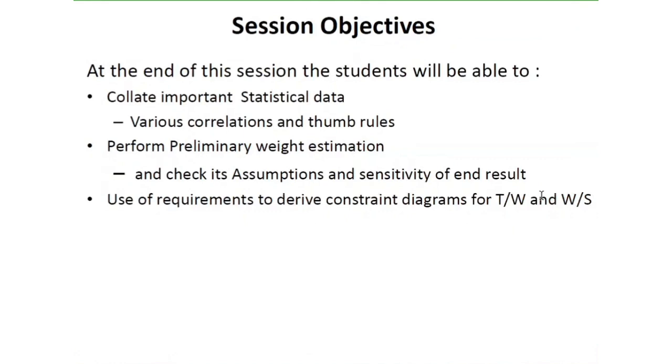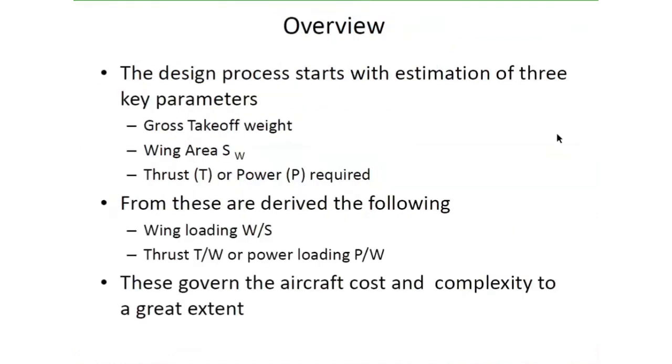So the design process itself starts with the estimation of three key parameters. One is the gross takeoff weight, followed by wing area, S_W, and the thrust or the power required. Once you have these three, everything else will follow one by one through a systematic design process. So from these three things, you derive what is called wing loading, W by S.